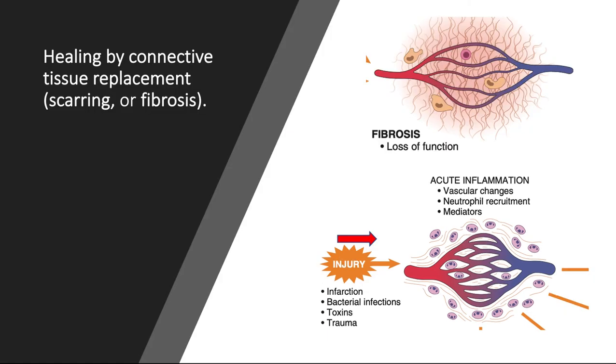Healing by connective tissue replacement occurs after substantial tissue destruction, when the inflammatory injury involves tissues that are incapable of regeneration, or when there is abundant fibrin exudation in tissues or in serous cavities that cannot be adequately cleared. In all these situations, connective tissue grows into the area of damage or exudate, converting it into a mass of fibrous tissue.